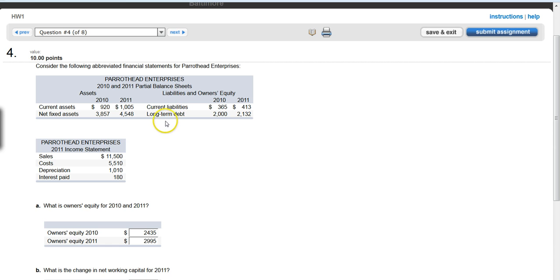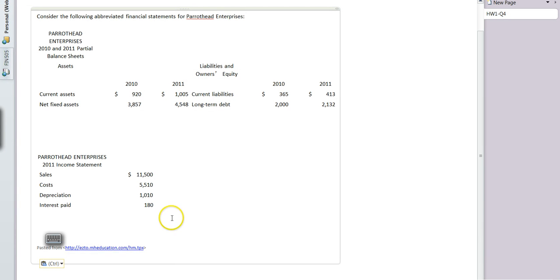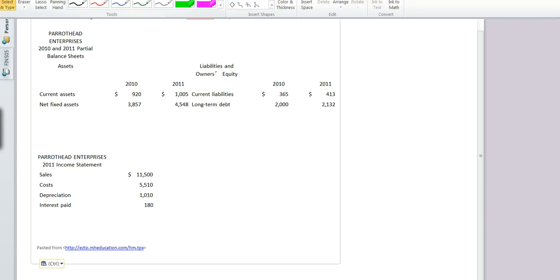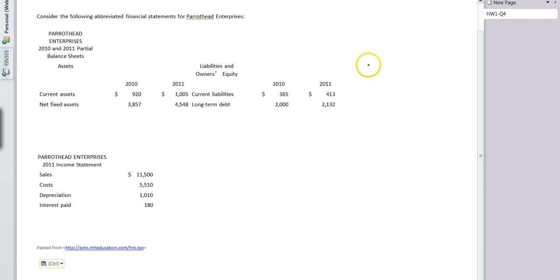So what's missing from the balance sheet is the owner's equity. So we have the current liabilities and long-term debt. And actually part A of this question asks us what is the owner's equity for these 2 years. So that's the first part. We need to figure out the missing part of the balance sheet. So how can we figure out the missing part? We know that every balance sheet has to be balanced, right? That's basically what this balance sheet means.